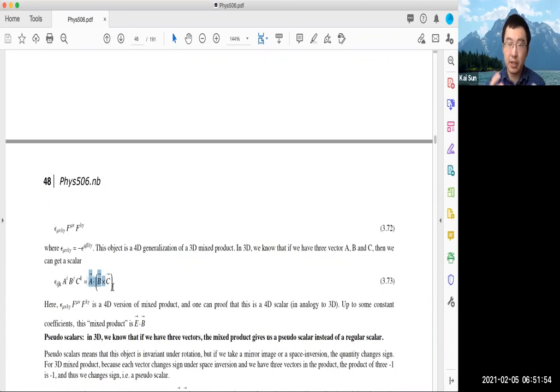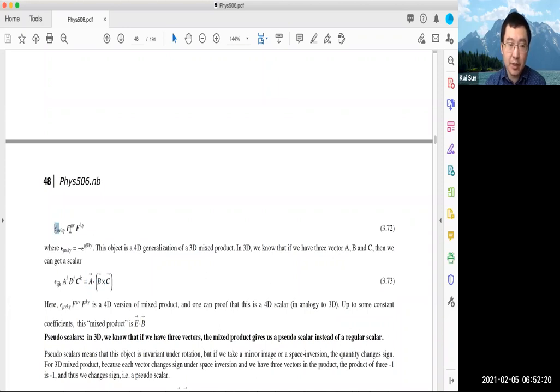So the scalar and the pseudoscalar behave the same way under rotations. They don't change under rotation. But the difference is under space inversion. Regular scalars stay the same, like electron mass, the rest mass of a particle, etc. Those things actually stay the same. But the pseudoscalar, if we do a space inversion, it changes sign.